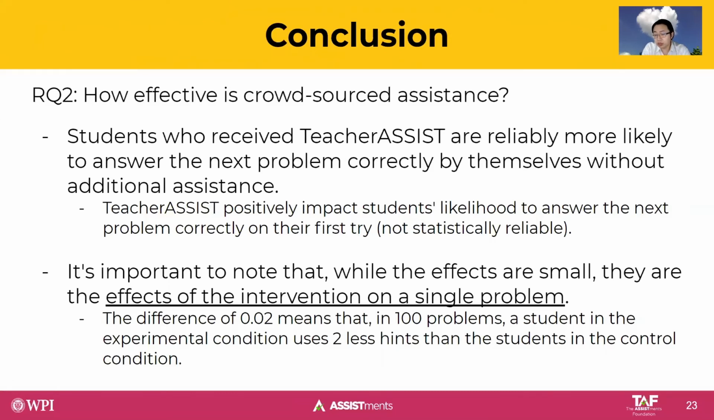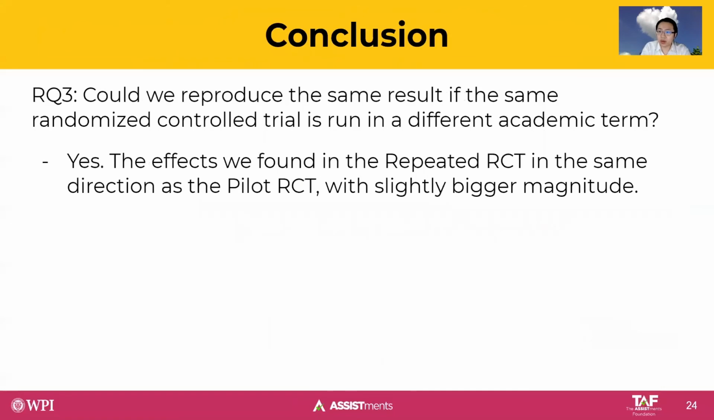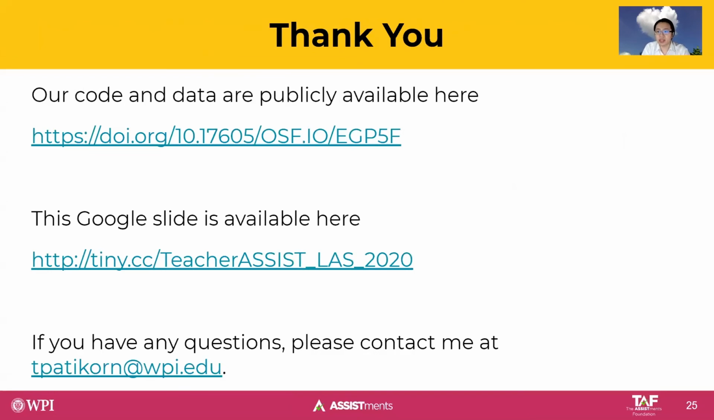It's also important to note that while the effects are very small, they are the effect of the intervention on a single problem. We ran the randomized controlled trial on a problem level, so it's expected to be small. And the third question: yes, we got the same result when we repeated the randomized controlled trial in a different term, after the novelty effect. And we got a slightly bigger magnitude in terms of results as well. And our code and data are publicly available.